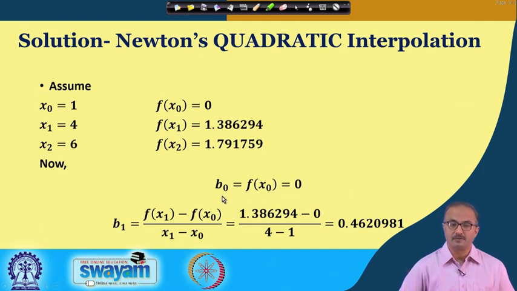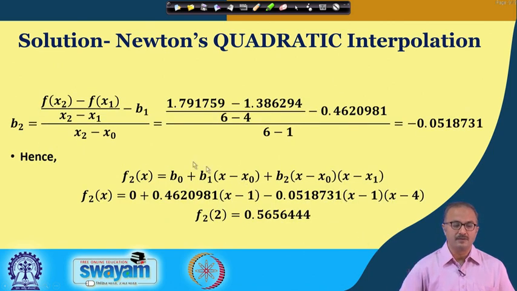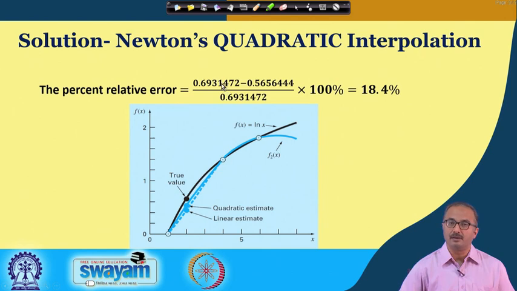Now, as we have found earlier, b0 equal to f(x0), that is 0. So we get the value of b1 like this, and we get b2 like this. If you plug in the values, this is the value of f2. Now if you compare this value with the earlier exact value, you find that by doing a quadratic interpolation we have been able to reduce the percentage error, but it is still quite high, still 18%. So we can again play with these ranges.